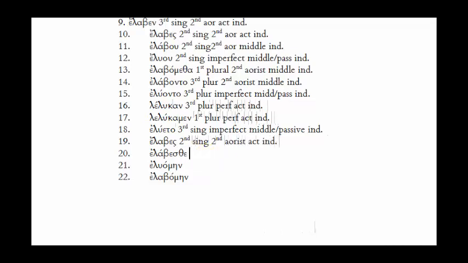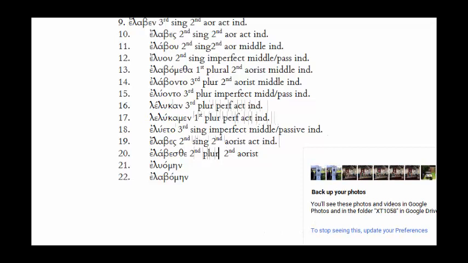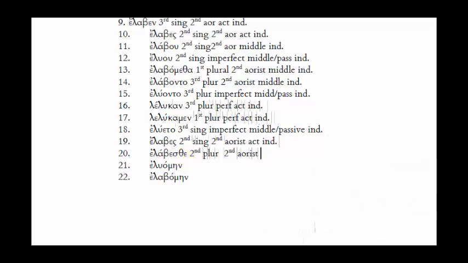Okay, elabesthe. Okay, that's a good one. You've got that ending here. Notice this is once again built on elabon. So again, second aorist of some flavor. What kind though? Well, esthe is what? That's the middle passive ending, isn't it? So this is a second plural, second aorist, middle passive? No. Strictly middle. Why? Because the passive form in the aorist is distinct. Okay, so second plural, second aorist, middle indicative.